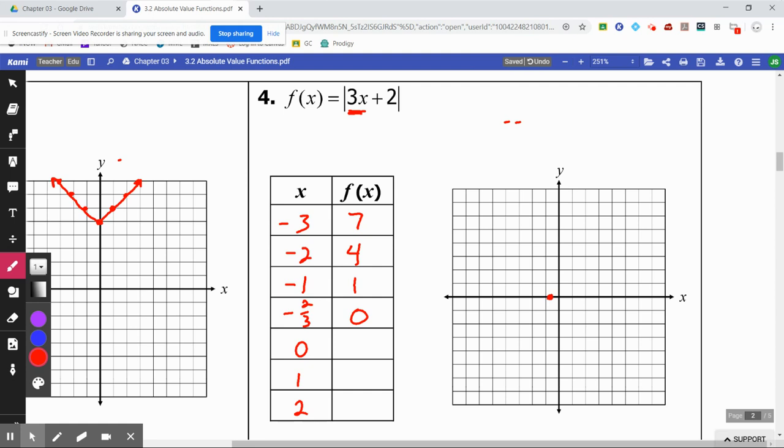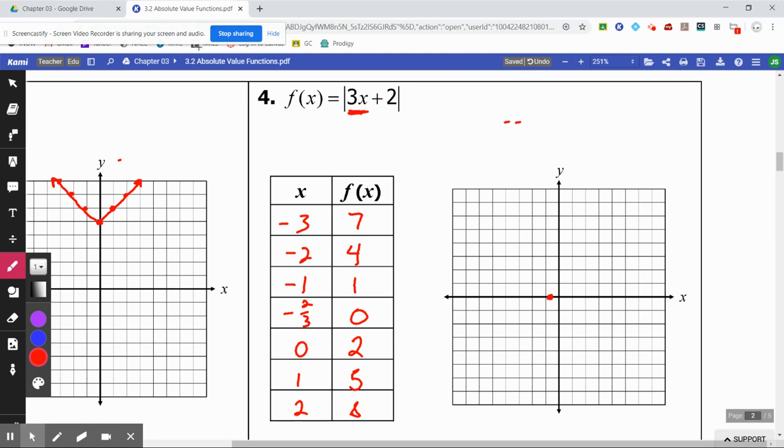When you plug in 0, you get 0 plus 2. The absolute value is 2. Plug in 1, you get 3 plus 2 is 5. The absolute value is 5. Plug in 2 gives you 6 plus 2 is 8. The absolute value of that is 8. So my graph is going to look like this.